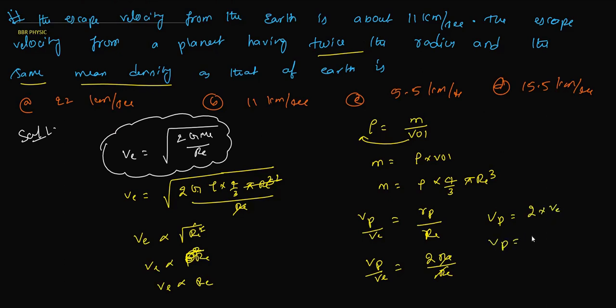The VE value is also given in the question. How much is that? They clearly gave 11 kilometers per second. So 2 into 11 kilometers per second. So V planet is 22 kilometers per second, which we can conclude as our answer. This is the answer which we got here.